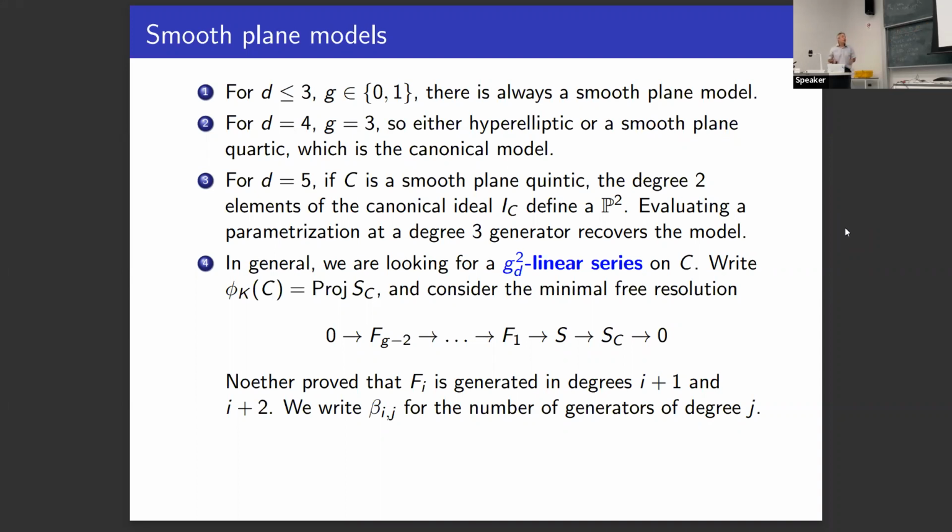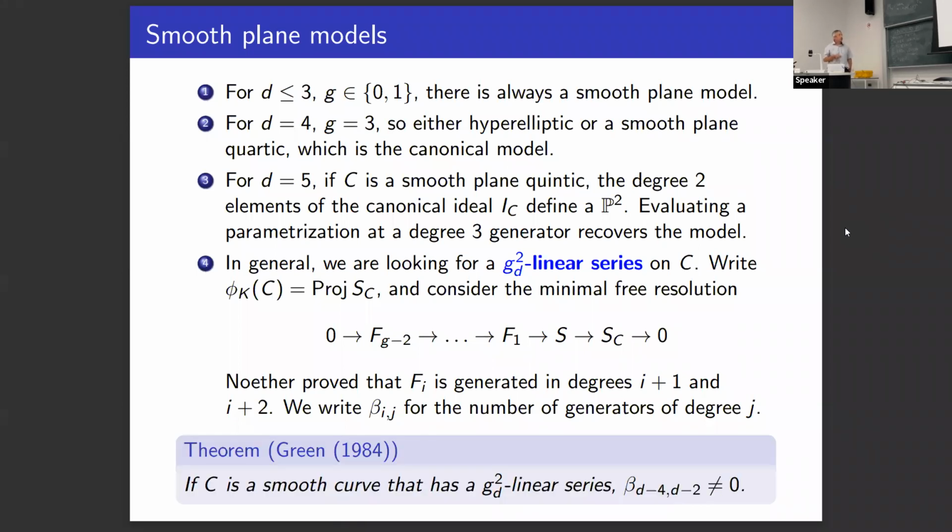So far, we only looked at the case i=1, but when we go to higher genus, we can use the graded Betti numbers of larger i's. And we make use of the following theorem by Mark Green: if C is a smooth curve and it has a g^2_d linear series, then the corresponding graded Betti number is non-zero.